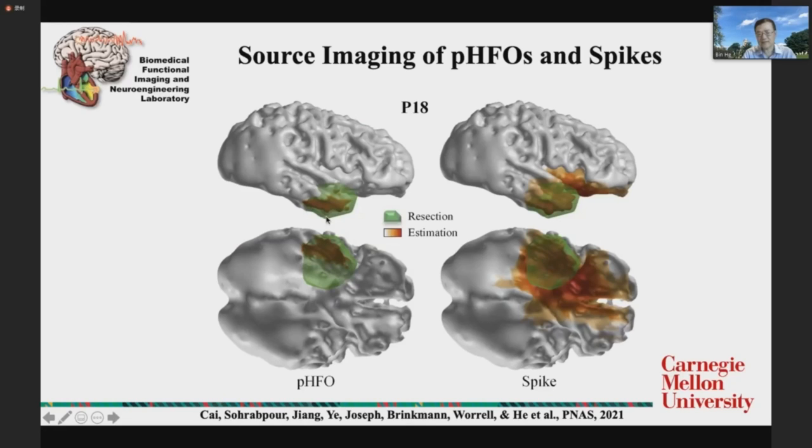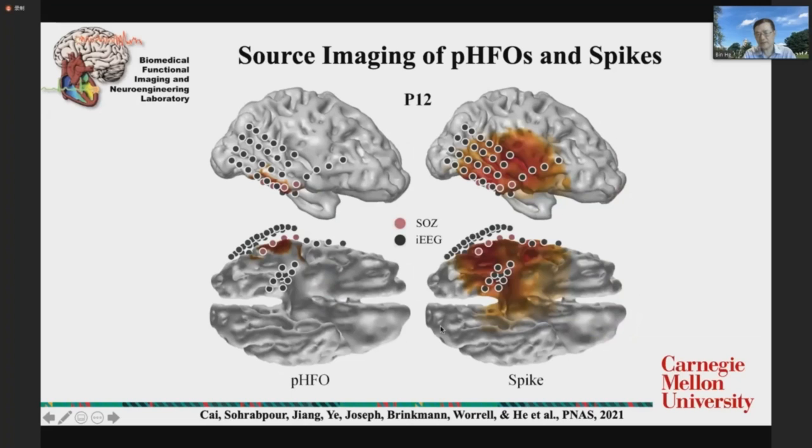In this patient, you can see this green color is the resection, and this brown color shows the HFO source localization result. On the right side is the same patient, and this broadly spread out result is the source imaging result from interictal spike. In another patient, we compare with intracranial EEG recording, and once again, you can see this pathological HFO localization result is much more consistent with the SOZ, while the spike result is relatively diffuse.